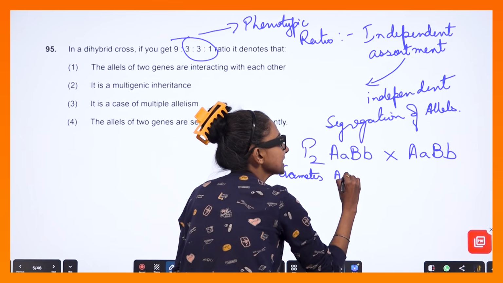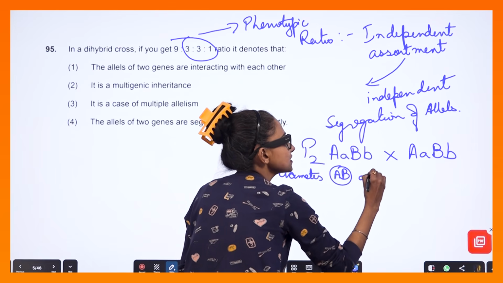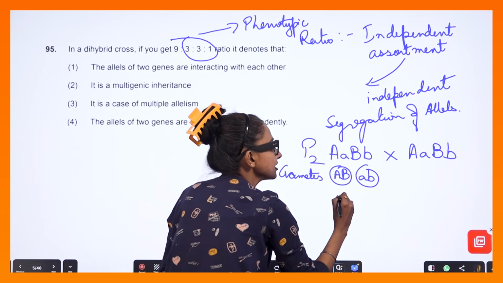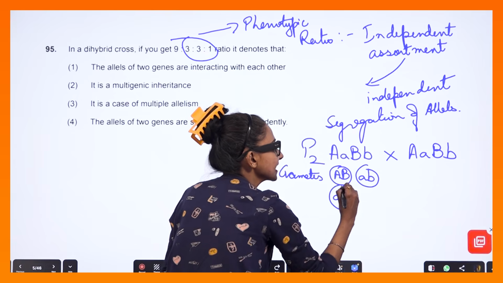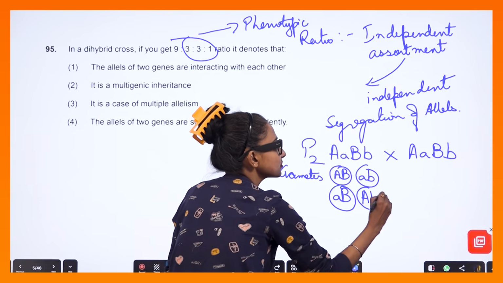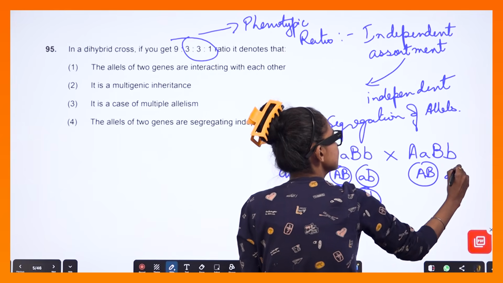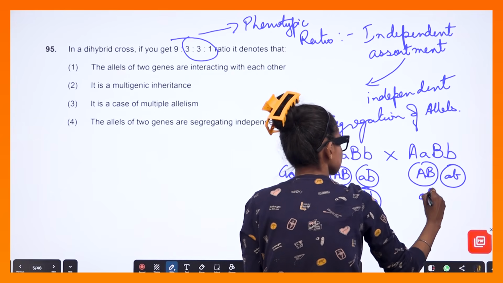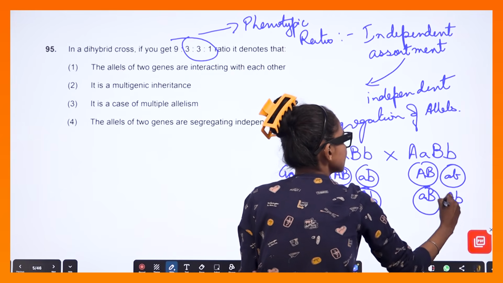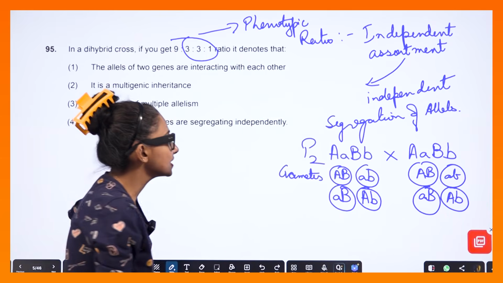Your gametes will be capital A, capital B; capital A, small b; and then the recombinants, small a, capital B; small a, small b. Isn't it? Same here as well. Isn't it? That means what?